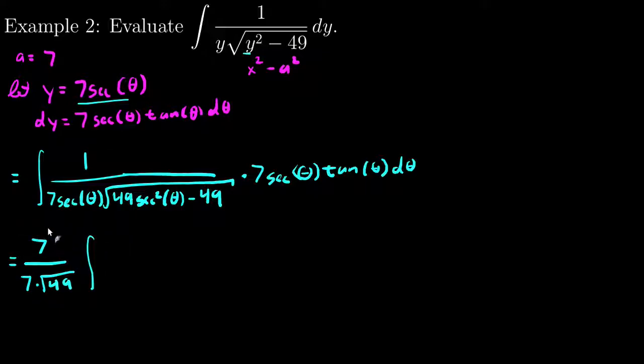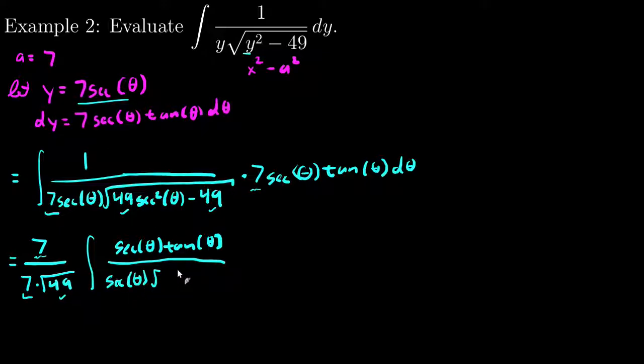So this one is the first 7. That's the second 7, and that gives me the root 49. And what's left over now is the secant theta tangent theta can multiply into the numerator. I have a secant theta in the denominator, and I'll have a square root of, and when I take out the 49, I have secant squared theta minus 1 d theta. And I see that secant theta cancels out.